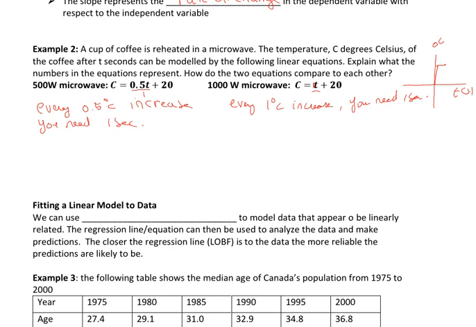Okay? How about the 20? What does the 20 represent? The initial temperature of the coffee, right? So it's the initial temperature of the coffee, which was 20 degrees for both of them.